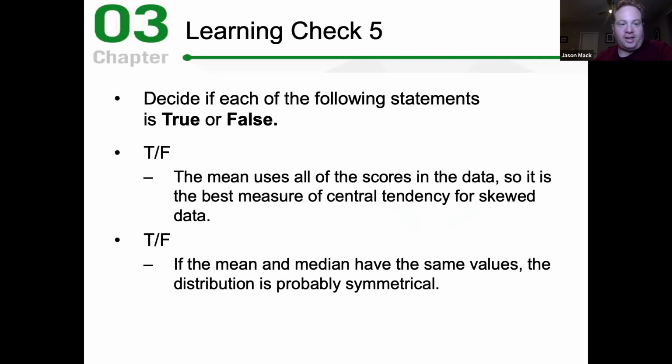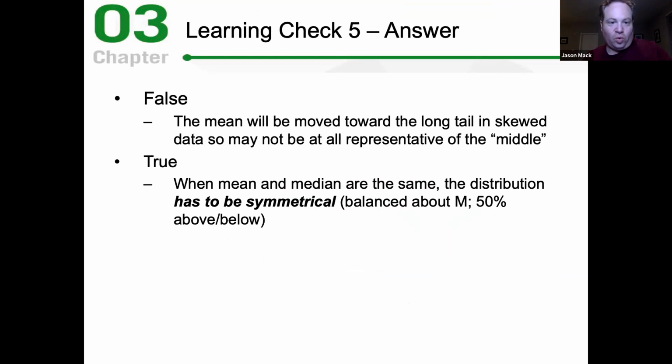So let's do some more learning checks. Decide if each of the following statements is true or false. The mean uses all of the scores in the data, so it is the best measure of central tendency for skewed data. If the mean and the median have the same values, the distribution is probably symmetrical. Think about that. And false, the mean will be moved towards the long tail in skewed data, so it may not be representative at all of the middle. And true, when the mean and the median are the same, the distribution has to be symmetrical, balanced to the mean, about 50% above or below.